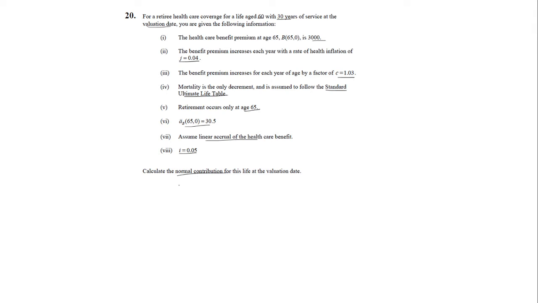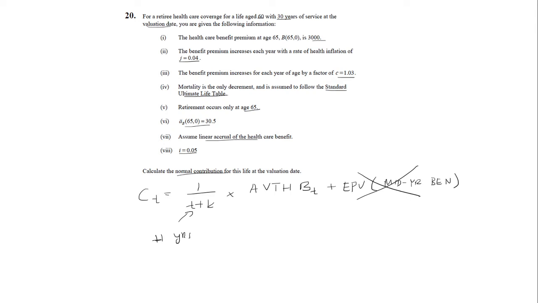One thing to note is the formula for the normal contribution for linear accrual is 1 over T plus K times AVTHB sub T plus expected present value of mid-year benefits. In our case, there are no mid-year benefits, so we're going to cancel that out. T is the number of years of service, and K is the number of years until retirement.